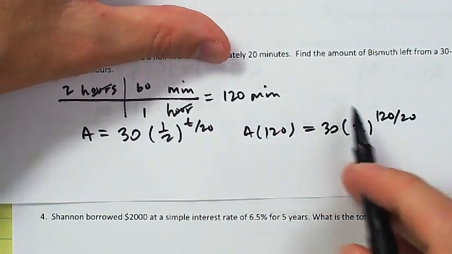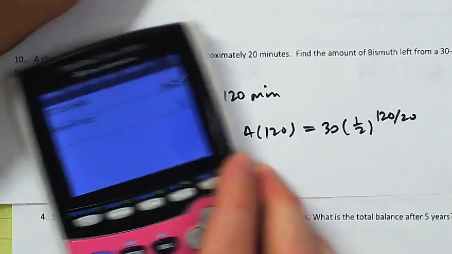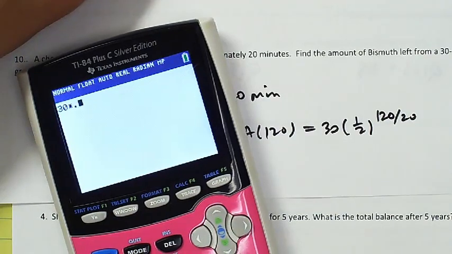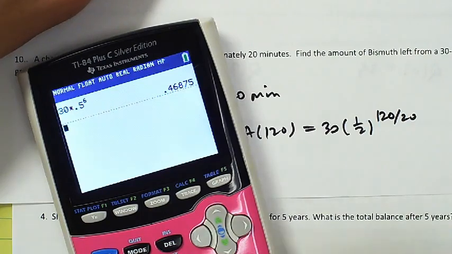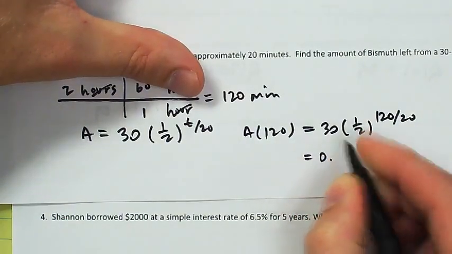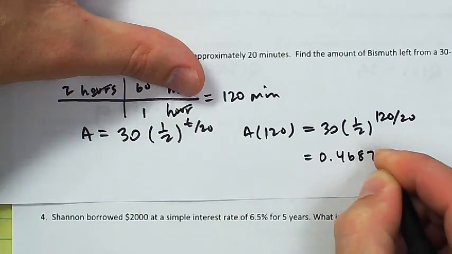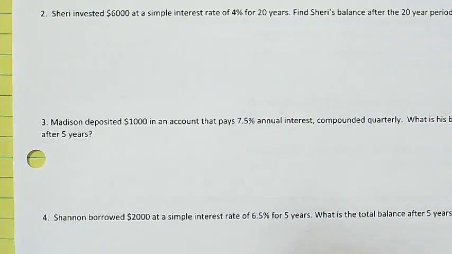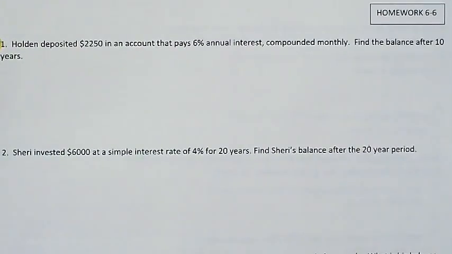Well, that's something I'd probably drop to the calculator. 30 times 0.5 to the power of 6, and provided that you're brave enough and believe in PEMDAS, you can type it in like that. And that'd be 0.46875 grams. Okay, and looks like that's all of the half-life problems. So we'll move on and do a little bit of compound interest.